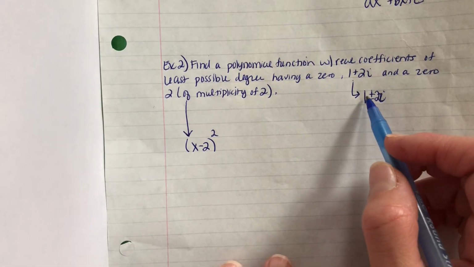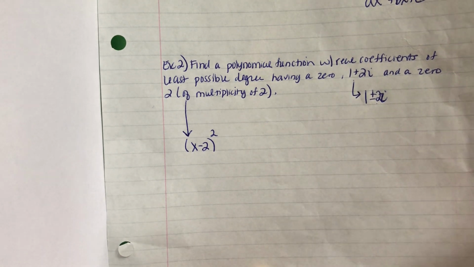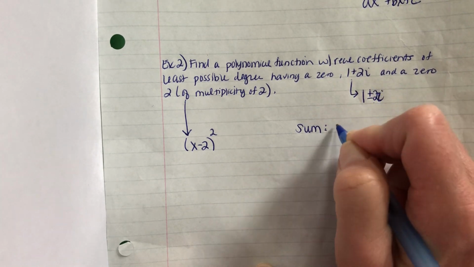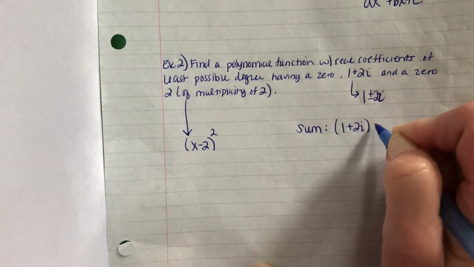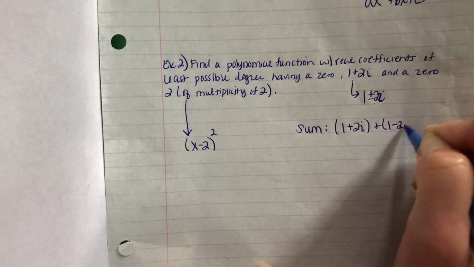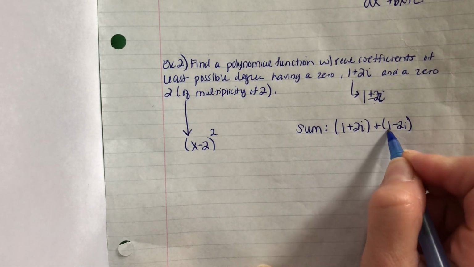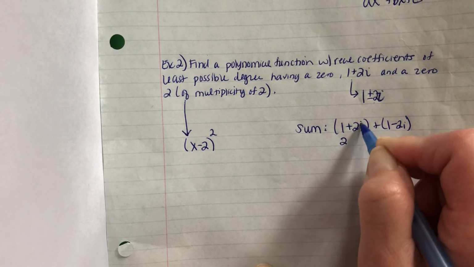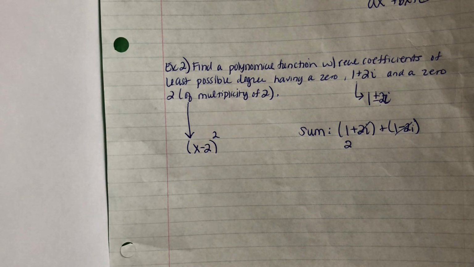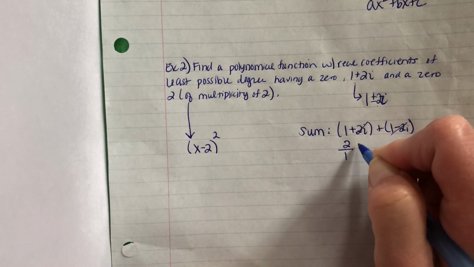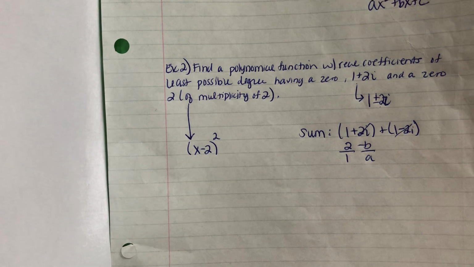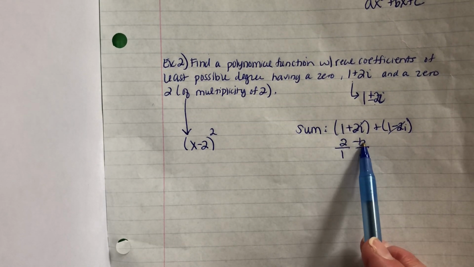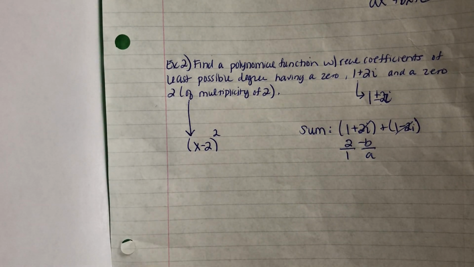And for the other root of 1 plus and minus 2i, we'll do the sum and product of the roots. So if I do the sum first, if I do 1 plus 2i and then 1 minus 2i, add the real numbers, 1 and 1 make 2. Add the imaginaries, well, they cancel out. So any whole number just put over 1, and that would be my negative b over a. So if negative b is 2, then positive b would be negative 2, and a is 1.